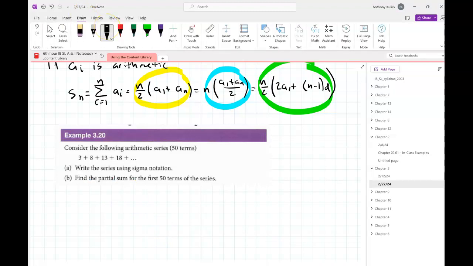All right, consider the following arithmetic series. Part A says write the series using sigma notation. What should be the lower bound here? 3. Nope. 1. The upper bound should be 50. What is the sequence that I need to write in here?